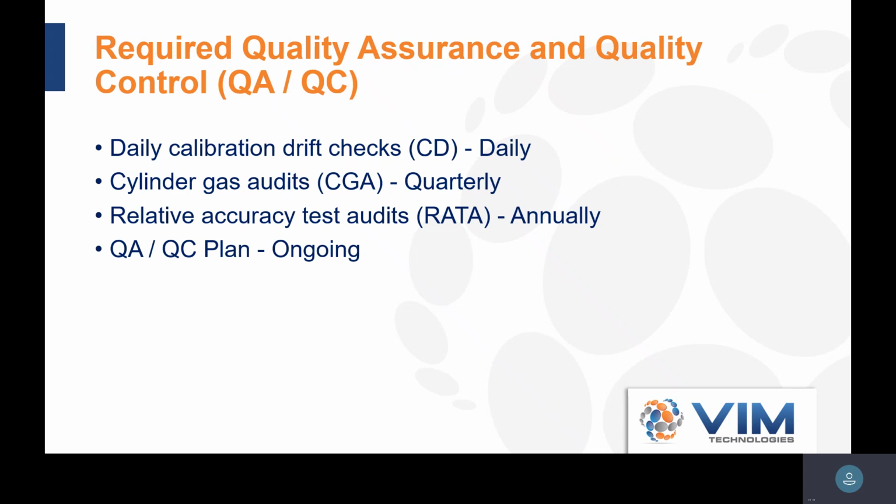Of course, you have a RATA on an annual basis. What the RATA is doing is comparing your CEMS reading to a certified source tester. A certified source tester is going to come in, put their probe in the stack, and run the applicable EPA test methods. Then you're going to compare your readings to what they're reading. So they're always the reference. You're always referencing your CEMS readings to theirs.